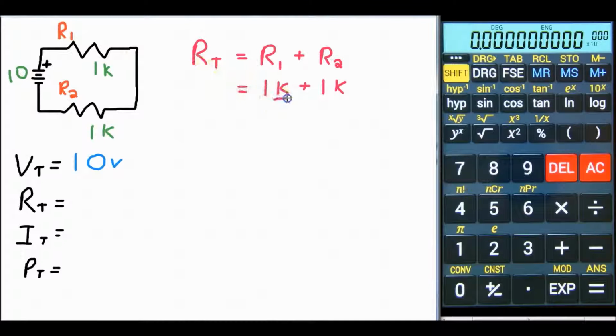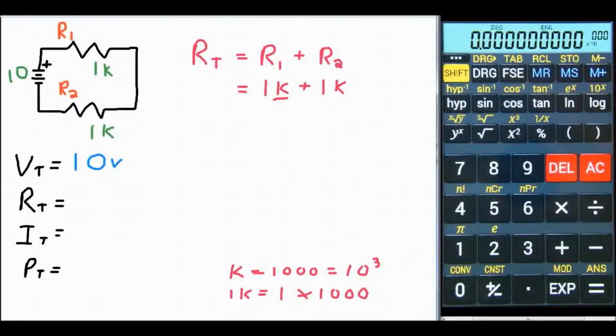Now remember, K is an engineering notation for 1000. So K equals 1000, or 10 to the third power. So when I say 1K, I'm actually saying 1 times 1000. And in this case it is 1000.